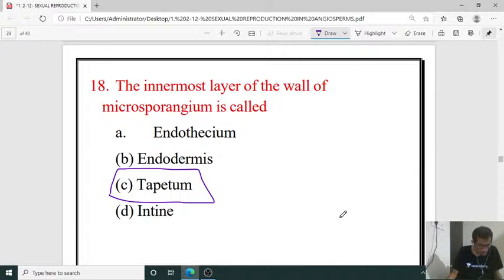Good evening. Yes, you are right, for question number 18, C is the right answer. The innermost layer of the wall of microsporangium is called tapetum, and tapetum will provide nutrition to the developing microspores. In the angiosperm anther with its lobes, the layers are outer epidermis, then endothecium, middle layer, and the innermost is the tapetum. So the right answer is C for the 18th question.